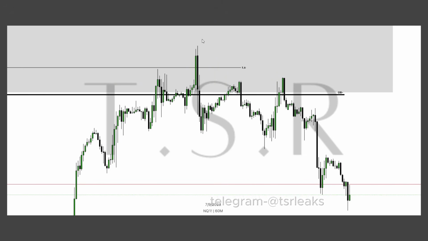Right here, you would look for a CRT. Align the higher time frame with a lower time frame entry. Look for a lower time frame CRT, such as the 9 a.m. CRT model, 60-minute, 1 hour CRT. Where? At the turtle soup.